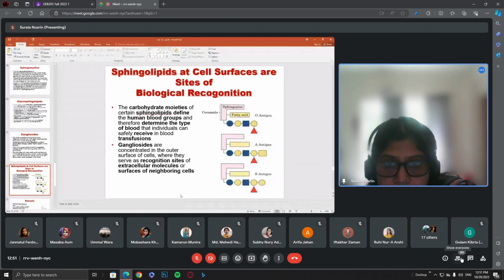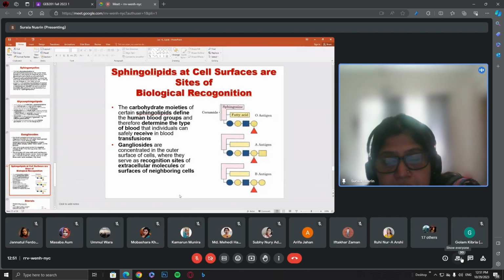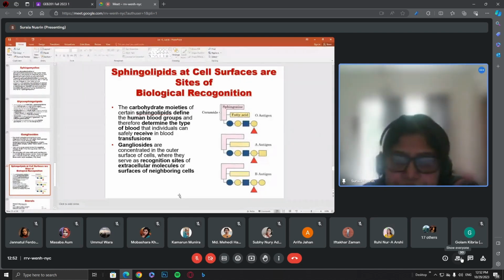Okay, so these sphingolipids, which we are learning from the perspective of membrane lipids, we actually have focused on before under the glycoconjugates. Under the glycoconjugates, they belong to the glycolipids, and their major function is in recognition as well as in determining the blood group of animals. Is it clear?